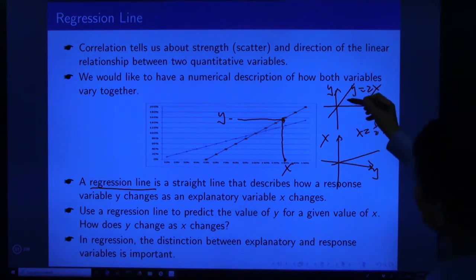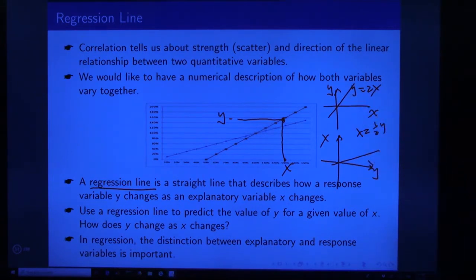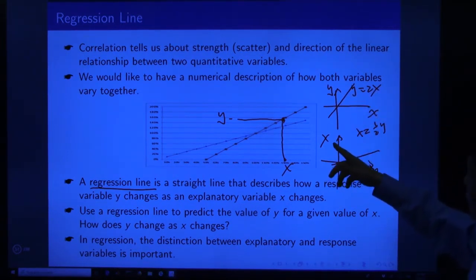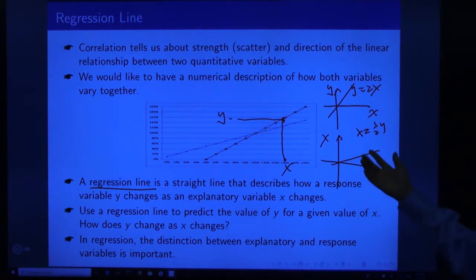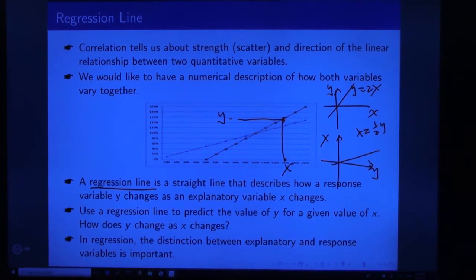So we can see this line and this line are different. If we switch the order of x and y, we are going to have a different result. That gives a hint: when we calculate or describe a regression line, we need to distinguish between x and y. You cannot ignore this.